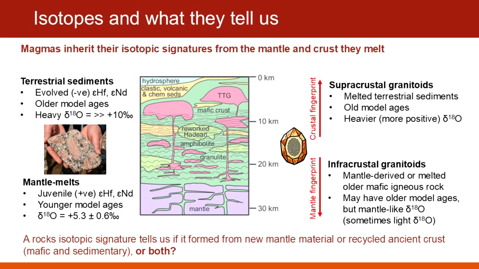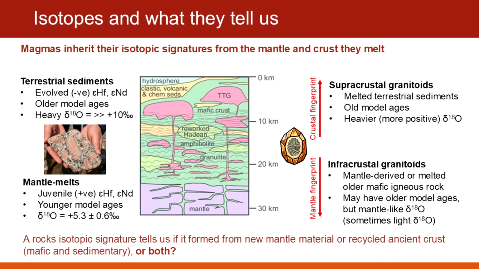There's all these certain terms like epsilon and crustal residence ages and two-stage depleted mantle model ages. And it's all a bit of a mouthful, but basically magmas inherit their isotopic signatures from the mantle that was originally melted to form rocks that then may have been melted again, and also the crust that they melt on their way up to upper crustal levels.